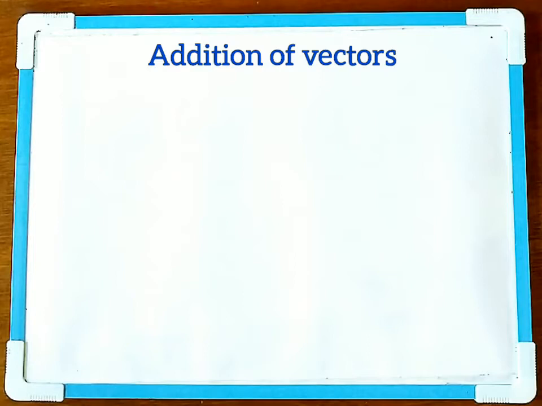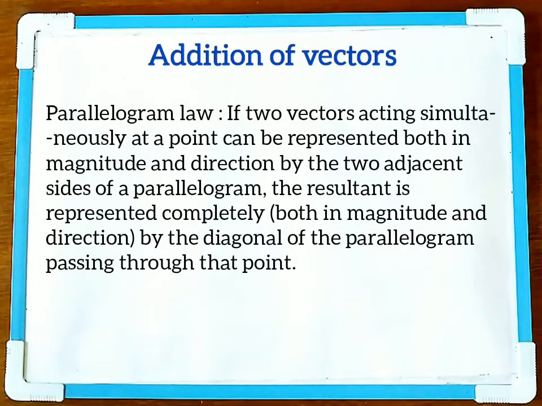Then the next law, which is the parallelogram law of vector addition. Now this law states that if two vectors acting simultaneously at a point can be represented both in magnitude and direction by the two adjacent sides of a parallelogram, the resultant is represented completely both in magnitude and direction by the diagonal of the parallelogram passing through that point.